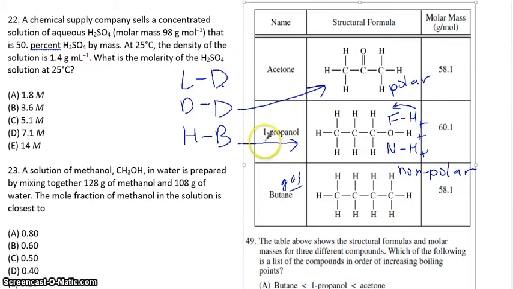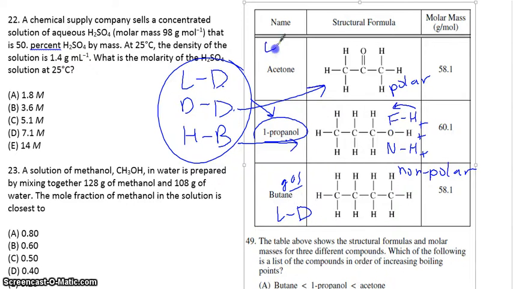Now, it should be said that 1-propanol will actually have all 3 of these forces operational. London dispersion applies to every molecule. If you have electrons, you've got London dispersion. Because 1-propanol is also polar, because it's asymmetric, because you have an oxygen on the right side, it also has dipole-dipole. So butane only has London dispersion. Acetone has London dispersion and dipole-dipole. And propanol has all of the forces available.